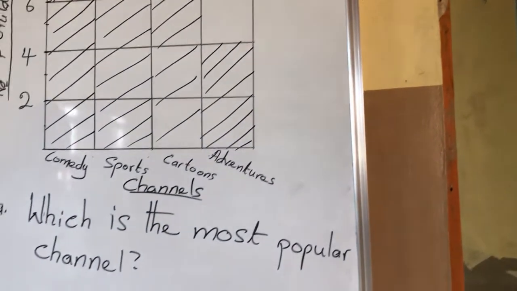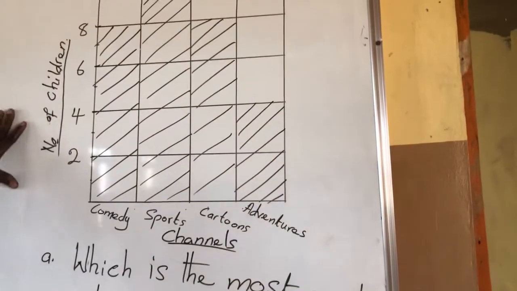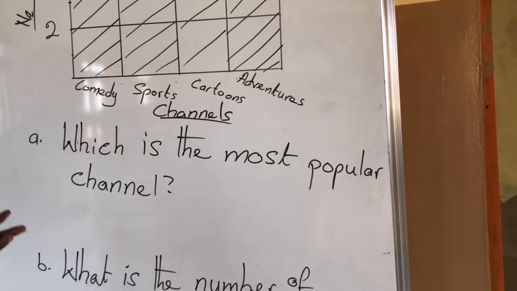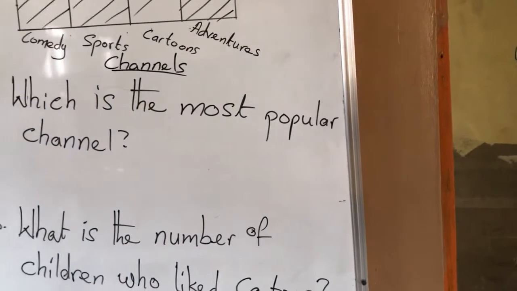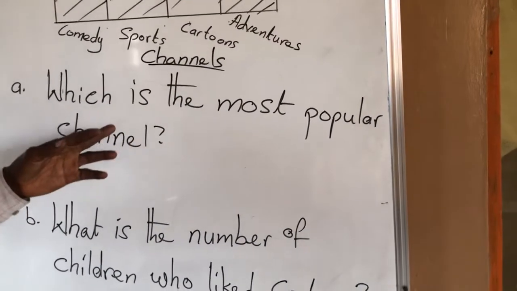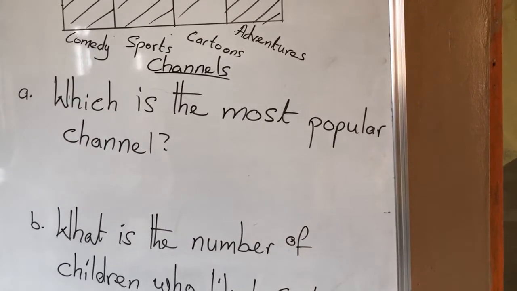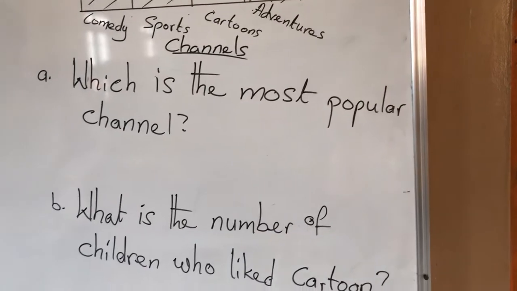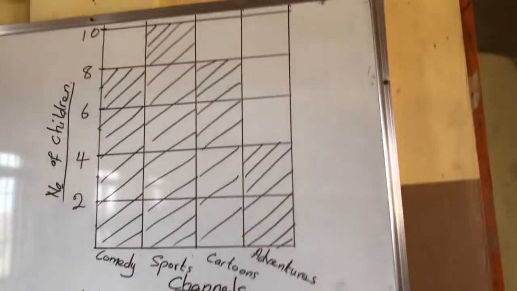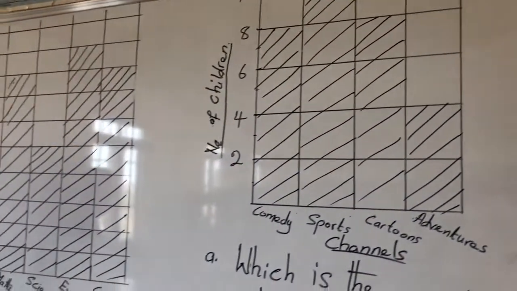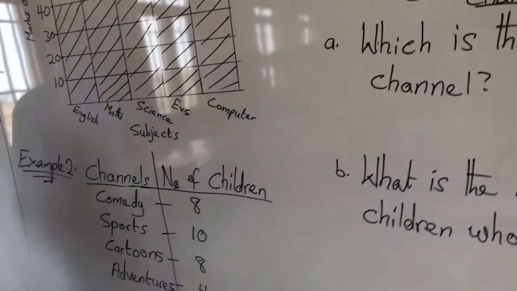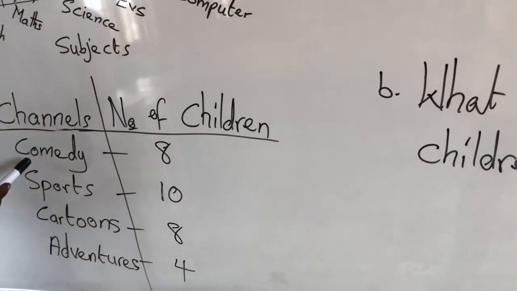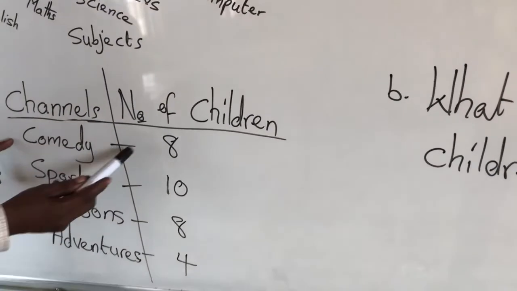Alright, after representing our information on a graph like this, you realize that we will ask some few questions under the graph. Let's look at those questions. Which is the most popular channel? Which channel is the most popular on the table? The channel most popular, the highest one.